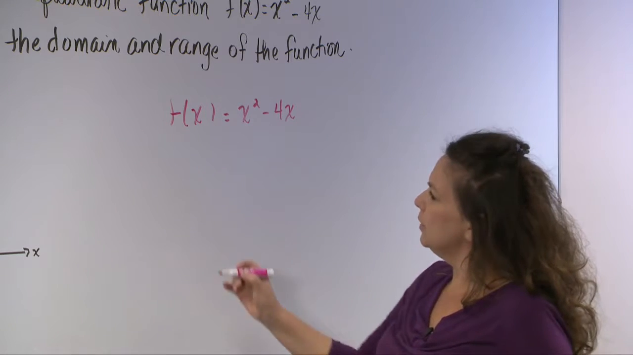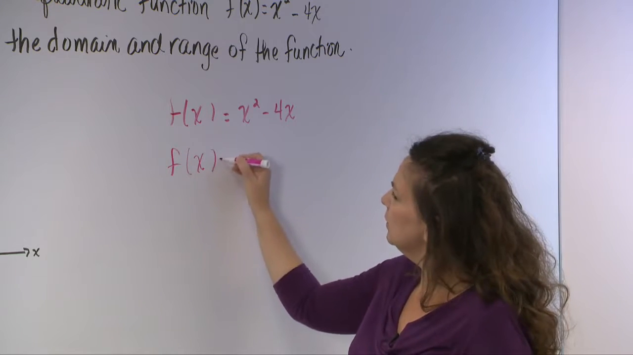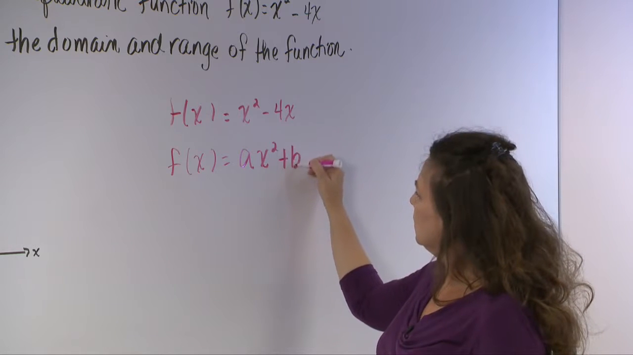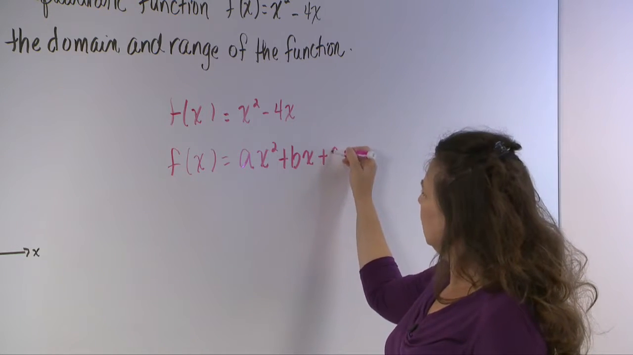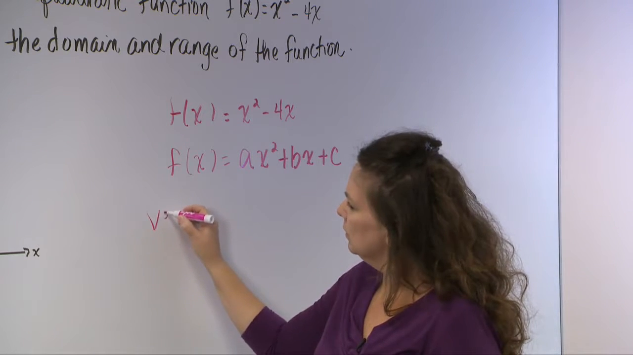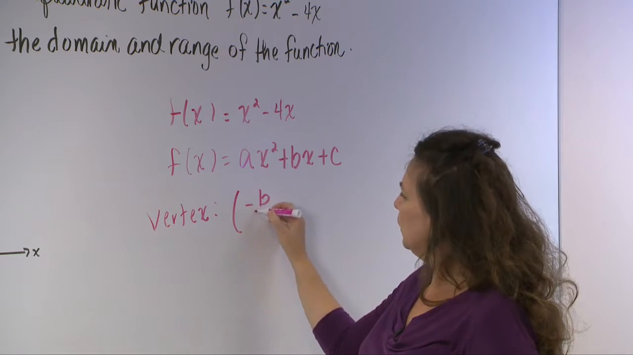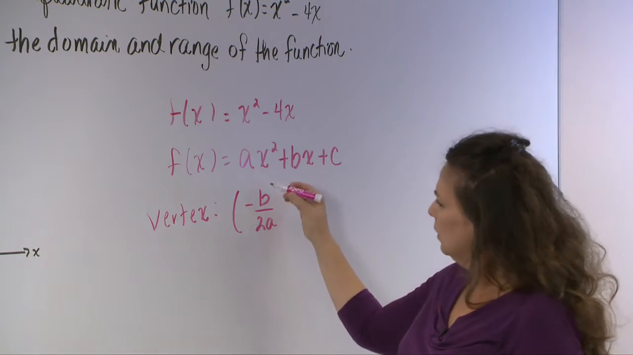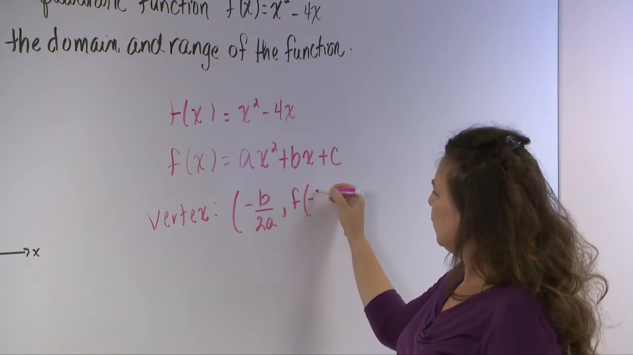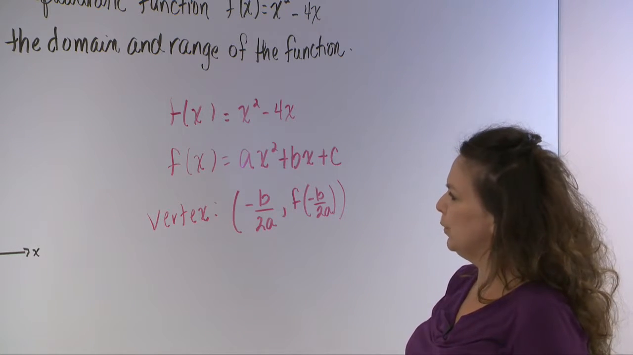For the vertex of the function, I'm going to consider a function in the form f of x is equal to ax squared plus bx plus c. If we have a function in this form, then the vertex of the function is minus b over 2a. And whatever this number is, we'll plug it back into the function and evaluate the function for that number, f of minus b over 2a.